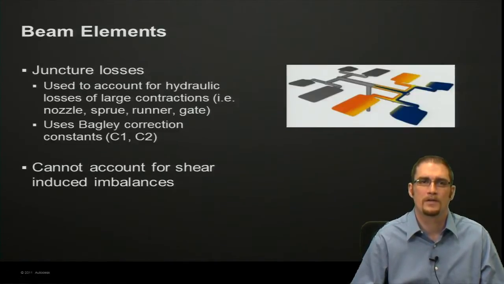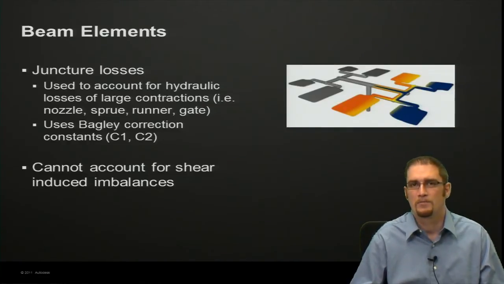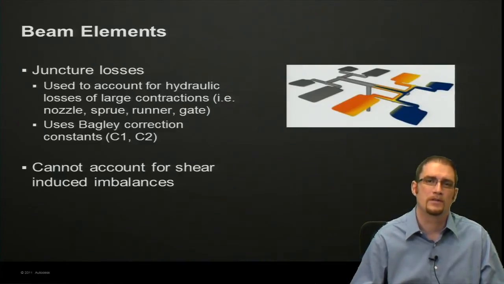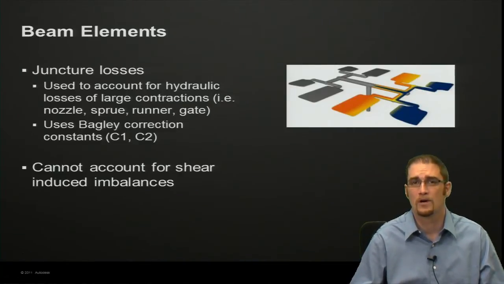Some of the other things we look at: we want to use a Bagley correction to simulate, let's say, juncture loss, which is basically the hydraulic loss from large contractions, converging flow maybe through a gate. It helps with accurate pressure predictions. So when you look in the material properties, you may see a C1 and a C2 constant. That's what these values are for, and they help with the calculations here.